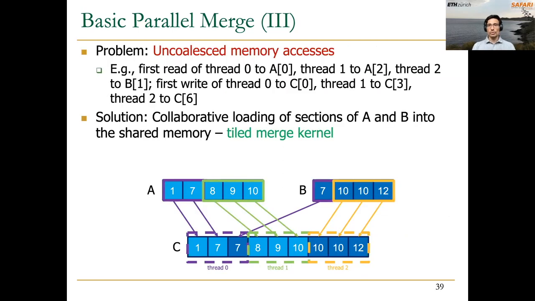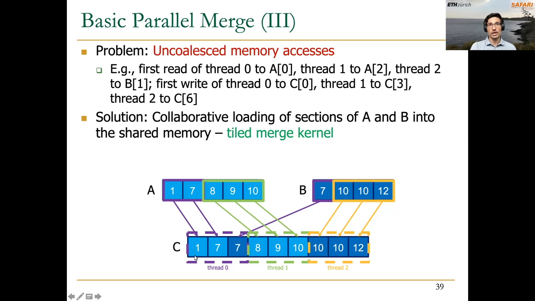The problem with this implementation is that it has uncoalesced memory accesses. For example, in the first read of thread zero, we read element A0. In the first read of thread one, we are going to read element A2, and thread two is going to read element B1. And then the writes happen exactly the same.